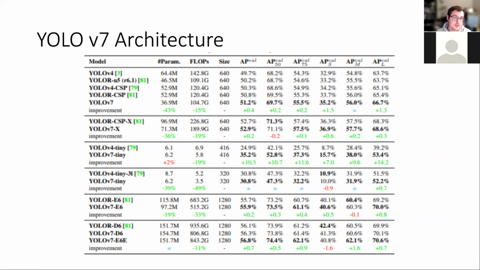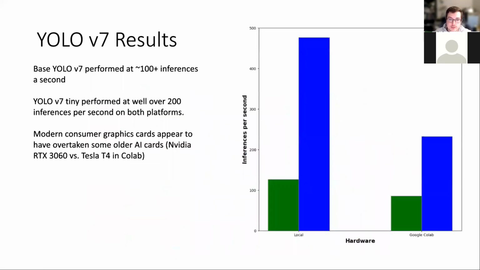On the next slide, you'll see a graph of our results. The base YOLO v7 model performed at over 100 inferences per second, while the YOLO v7 Tiny performed at well over 200 on both platforms, with locally on a 3060 inferencing at almost 500 images per second. While tangential to the project, it's apparent that consumer graphics cards have started to overtake some of the older AI cards, like the Tesla T4 that's available for free in Google Colab.